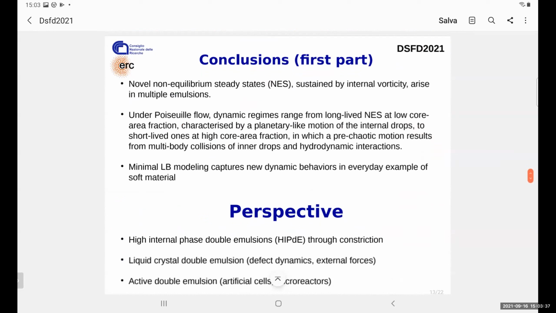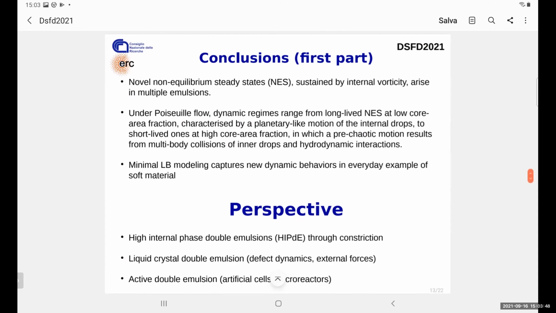Okay, so the conclusion of the first part says that we have been able to observe novel non-equilibrium steady states, triggered by the internal vorticity if the area fraction is low. And this can be distinguished between two regimes, low area fraction and high area fraction. In one case, they show this very nice periodic motion, we also call planetary-like motion. Whereas if the area fraction is high, there is a very complex combination between hydrodynamic interaction and multi-body collisions. So you may also have a sort of pre-chaotic motions. And once again, Lattice Boltzmann has provided a good model for capturing these new dynamic behaviors, in an everyday example of a soft material.